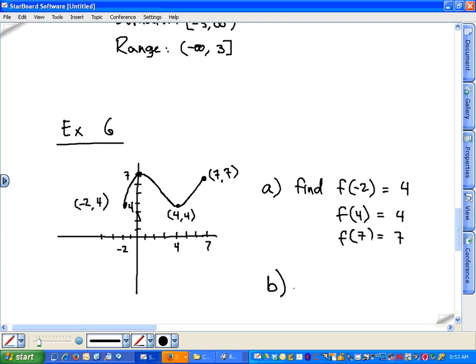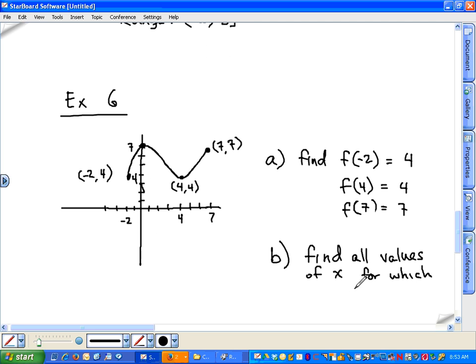Here's an interesting question. Find all values of x for which f of x equals 4. Now, it's not nearly as complicated as it sounds. F of x really just stands for y, correct? So all they're asking you to do is find all points on the graph that have y values of 4. And then what are those corresponding x values?